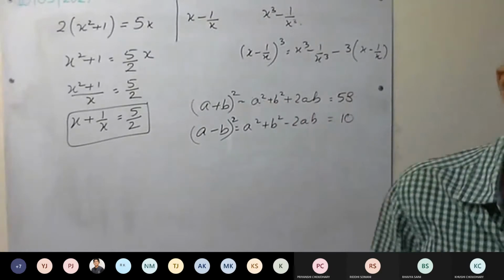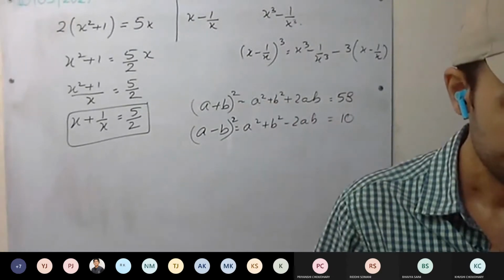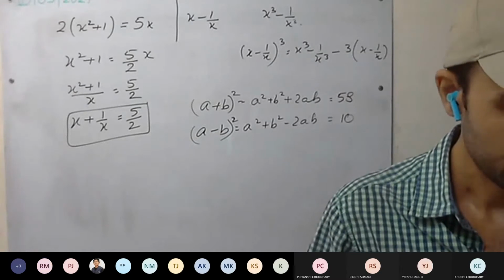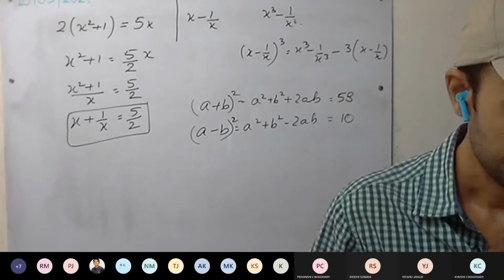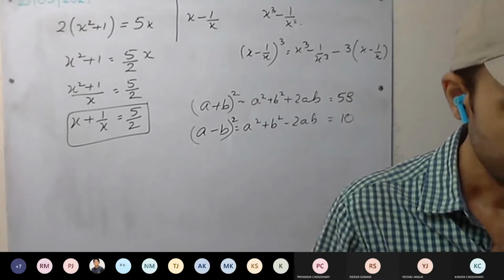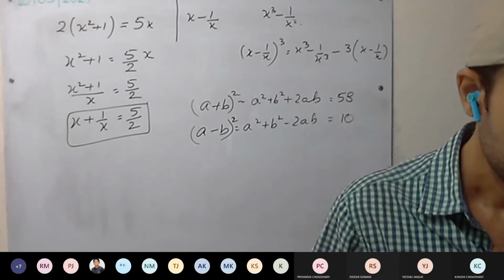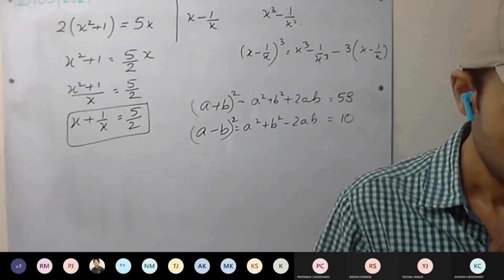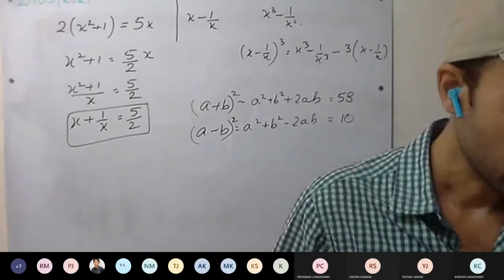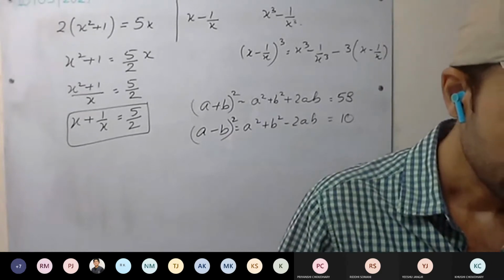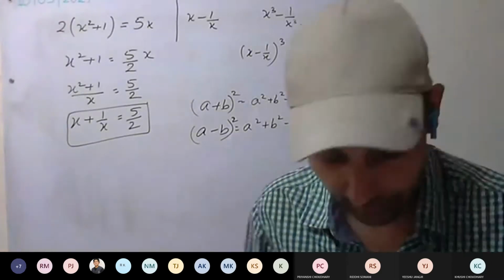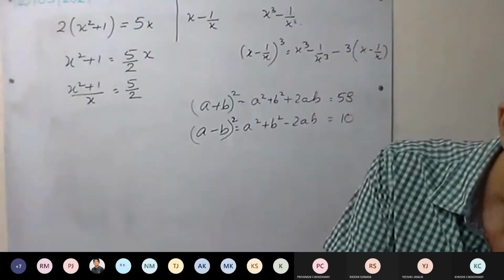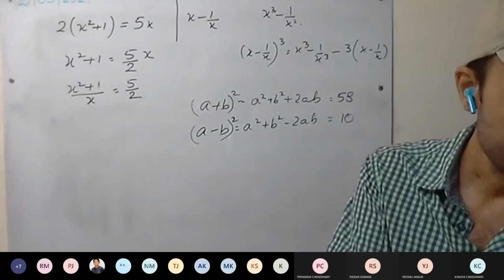Okay, seventh one is given straightforward. Eighth one as well. Till eighth you can solve. In eighth, x plus 1 upon x you can calculate, or x minus 1 upon x you can calculate.